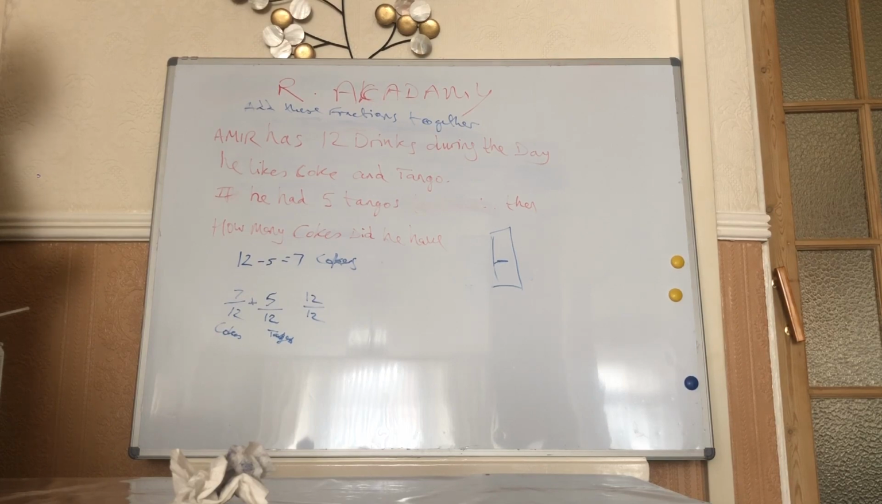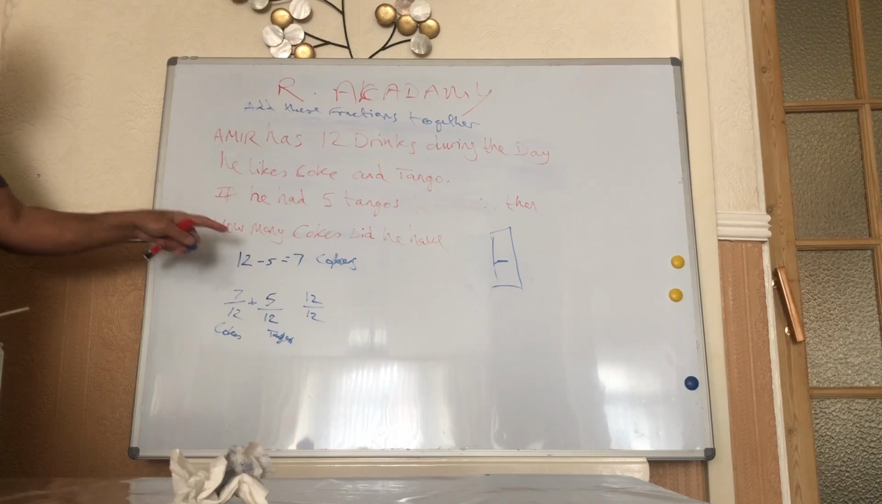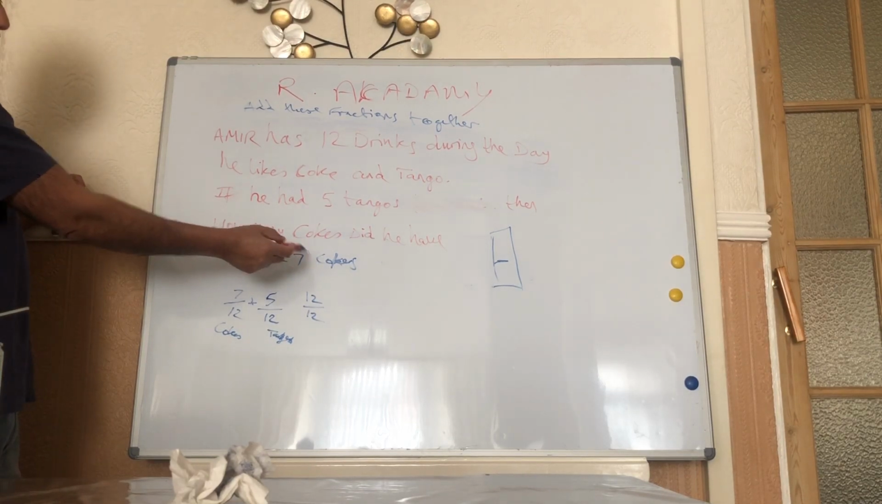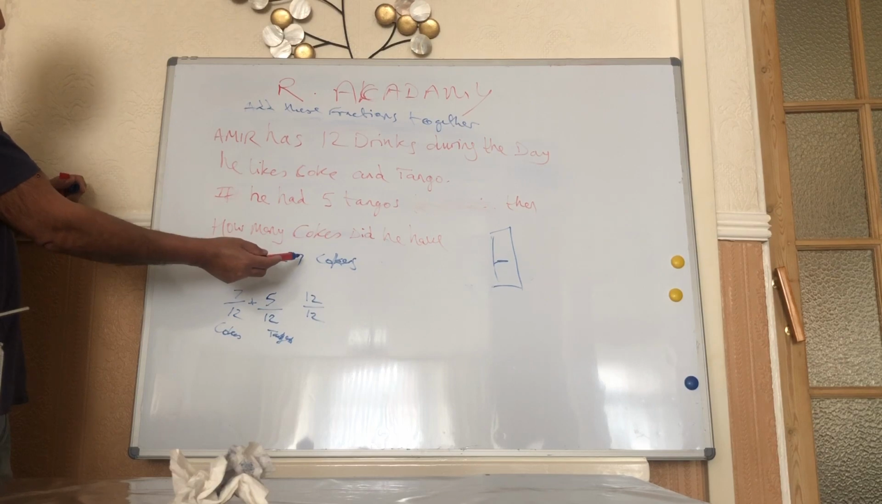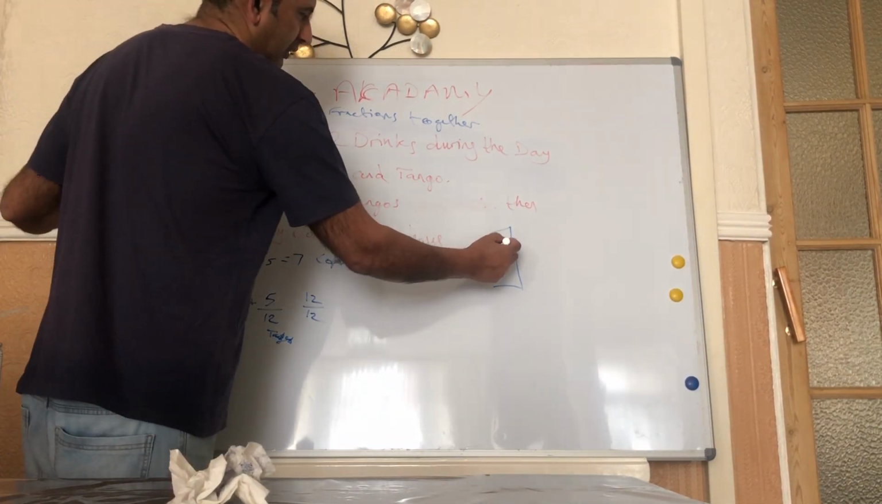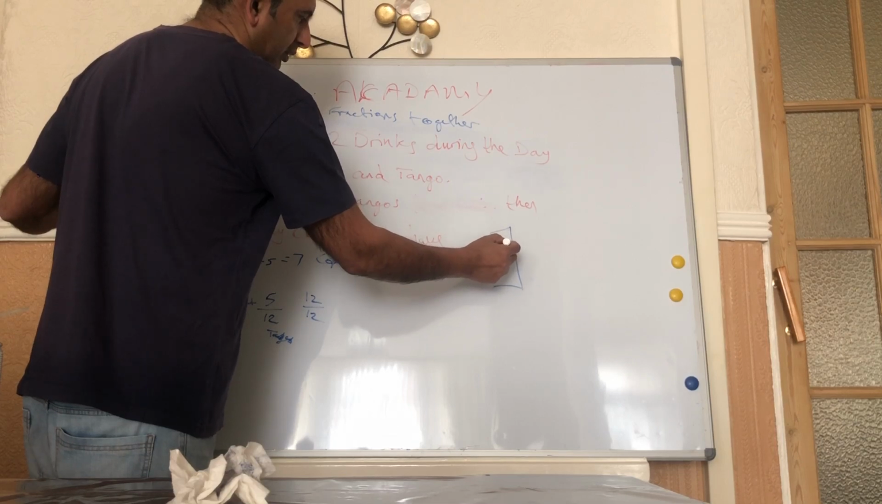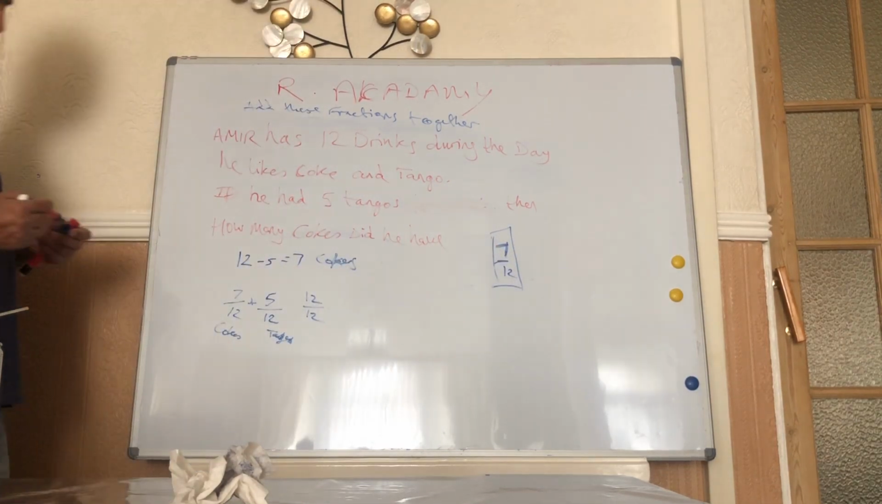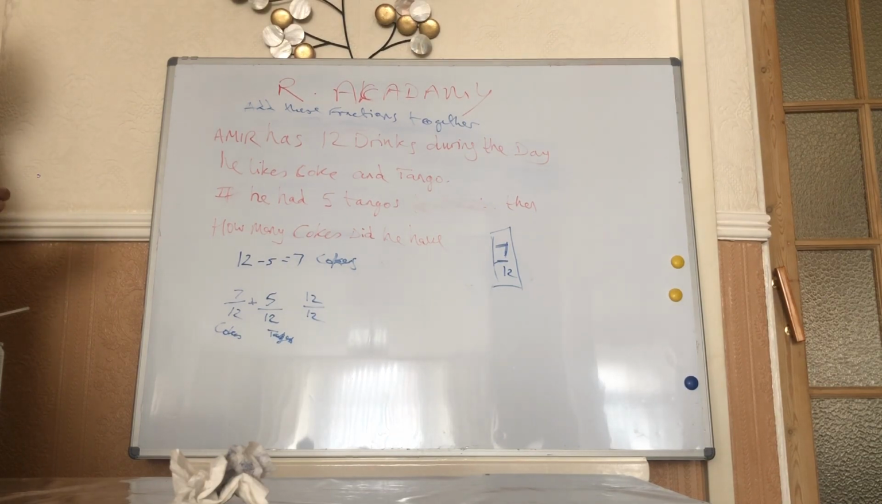So the answer is going to be, what was the amount of Cokes? So the Cokes is going to be 7/12. So 7 out of 12, isn't it? So 7/12 goes in there. Yeah? Easy? And that's it, I think, today.